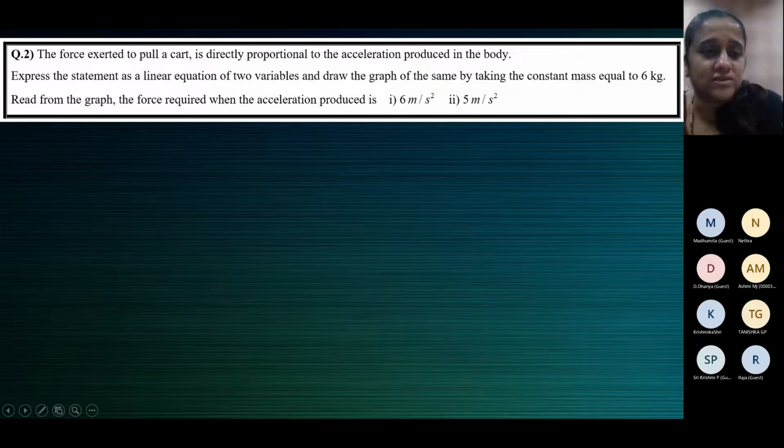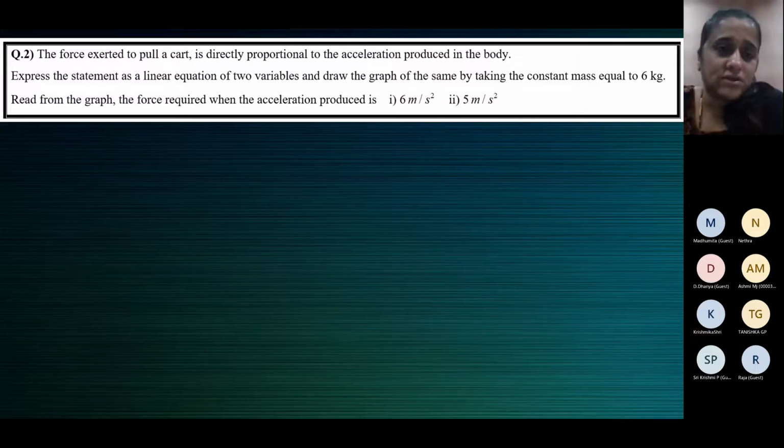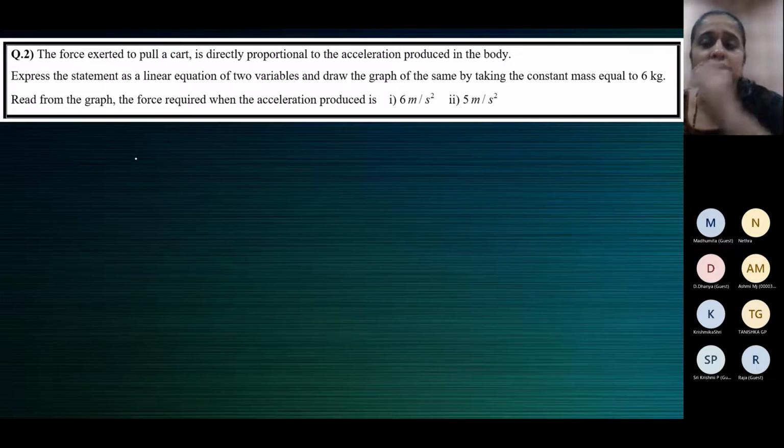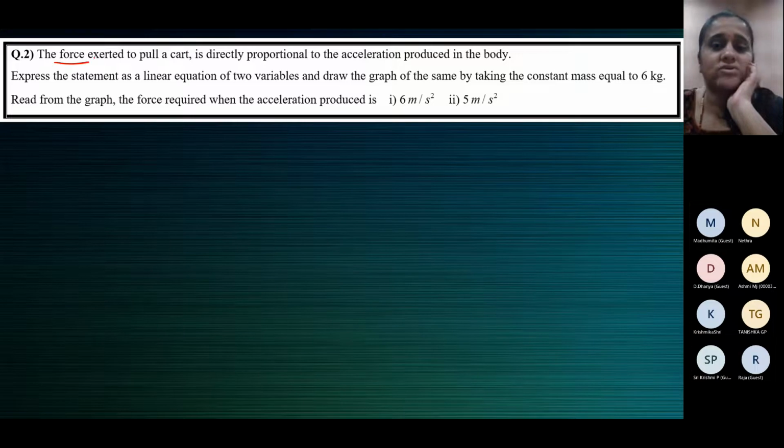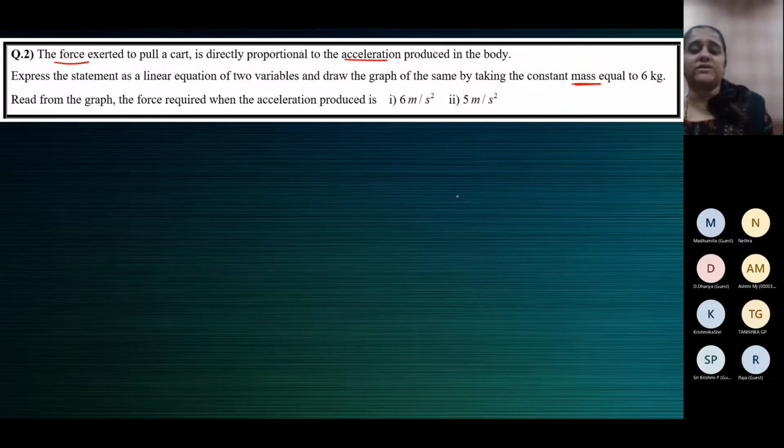The force exerted to pull a cart is directly proportional to the acceleration produced in the body. Express the statement as a linear equation of two variables and draw the graph of the same by taking the constant mass equal to 6 kgs. So you need to connect the mass. These are the quantities in the information: force, acceleration and mass. You need to connect these three quantities using a formula.